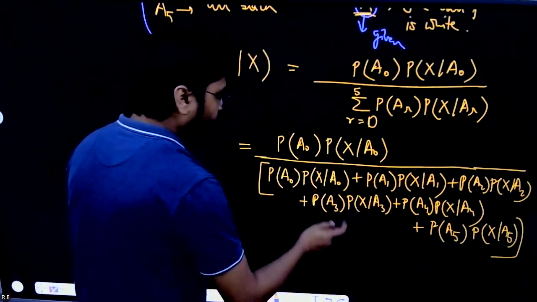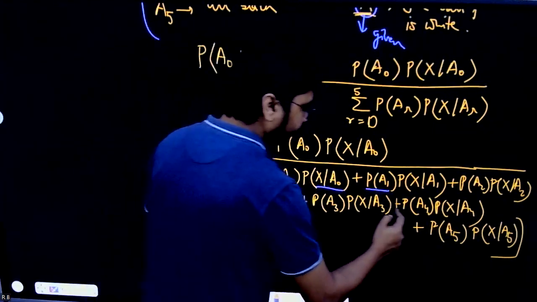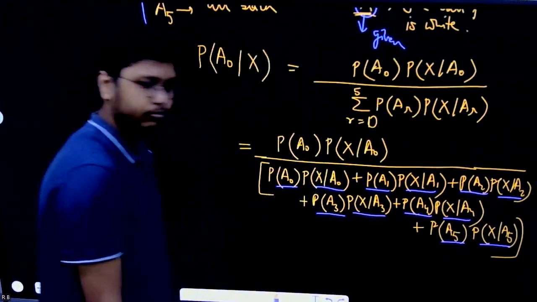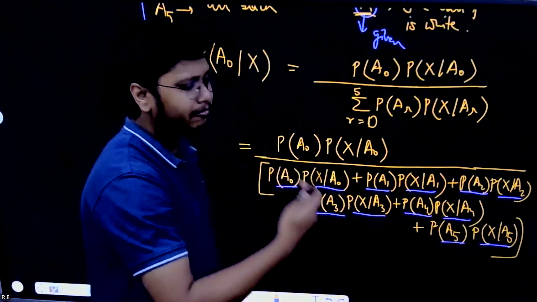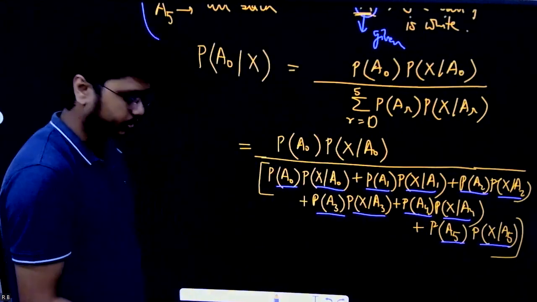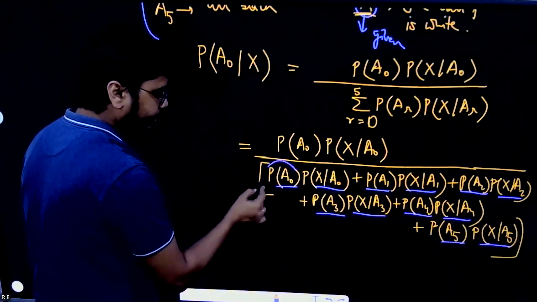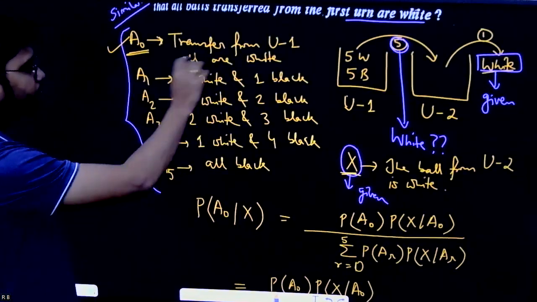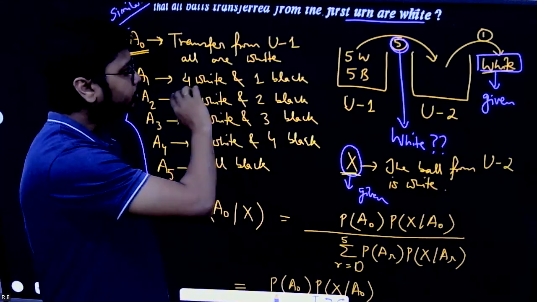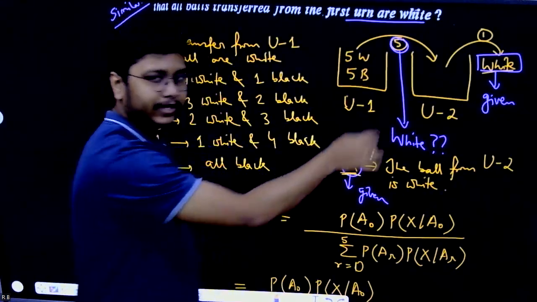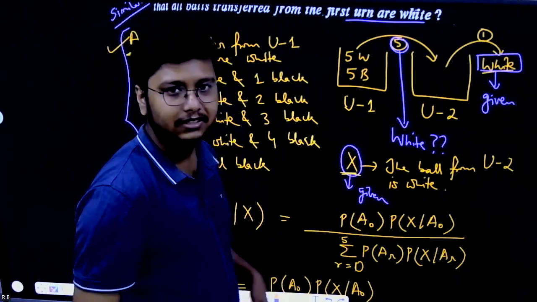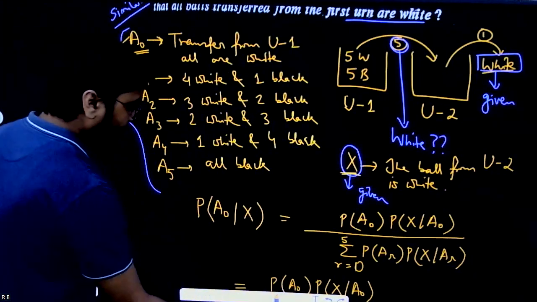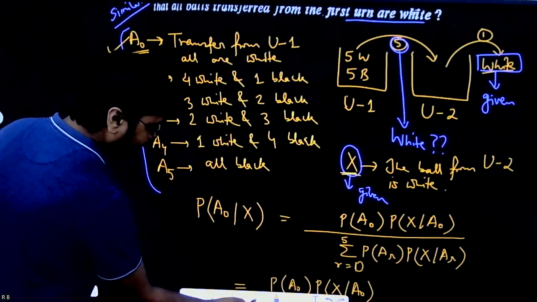Now I need to calculate all these probabilities one by one. I need to know all of them, and only then can I put in their values. Again, we need to refer to the question for all this information. First, let me concentrate on the probability of A0. Let's go back to the question. A0 was a transfer from the first urn to the second urn such that all the balls transferred are white. So I'm transferring 5 white balls from urn number 1 to urn number 2. What will be my probability for that? I'll just write the probabilities over here.